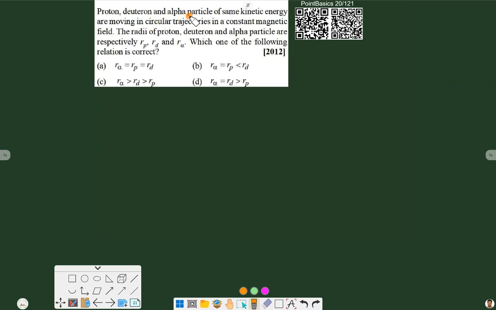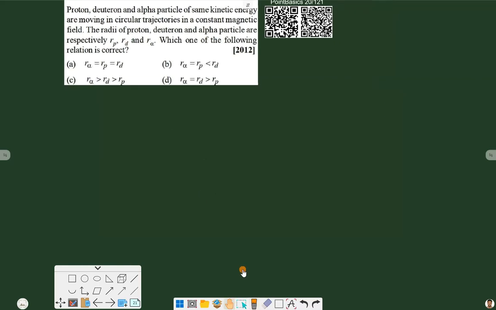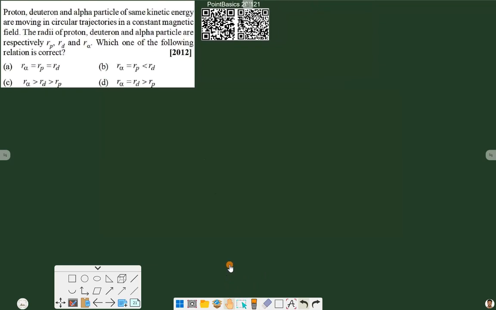A proton, deuteron and alpha particle of the same kinetic energy are moving in circular trajectories in a constant magnetic field. So the magnetic field is constant. The radii of proton, deuteron and alpha particle are respectively. Which of the following relations is correct? So we have to compare the radii, and for that we have to form a formula. We know that the radius for any charged particle is mv by qB, where v is the velocity, not the potential, and they have the same kinetic energy.